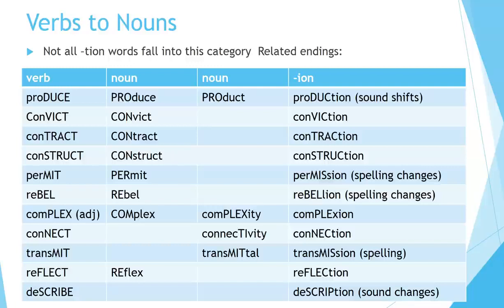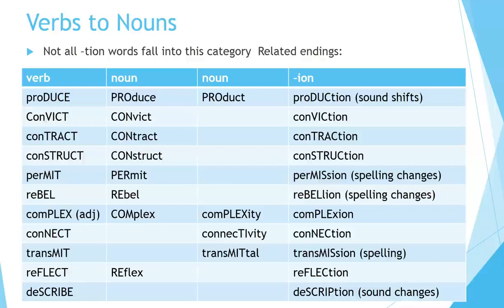Convict, convict, conviction, contract, contract, contraction, construct, construct, construction, permit, permit, permission. Notice the stress changes in the same way, but in this case, there's a change in spelling. The ending is not T-I-O-N, but S-I-O-N, and actually the S is doubled here. Permission.